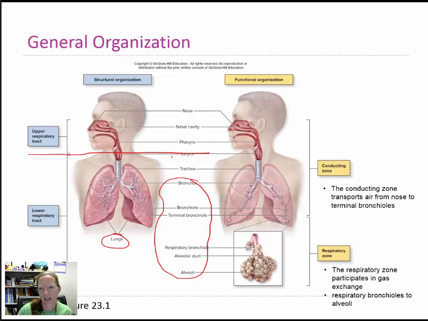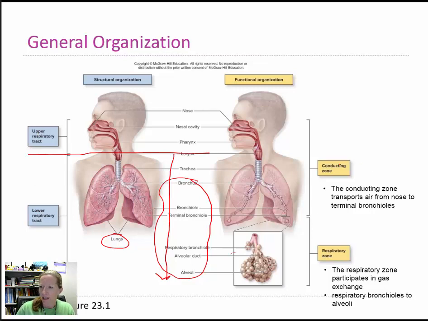Lower respiratory tract is going to be everything from the larynx down. Now, some books will include the larynx in the upper respiratory tract, but this book doesn't. Of course, I wouldn't trick you like that on the test. Hey, where's the larynx included in? Is it the upper or lower respiratory tract? So that's going to be the upper and the lower respiratory tract there.